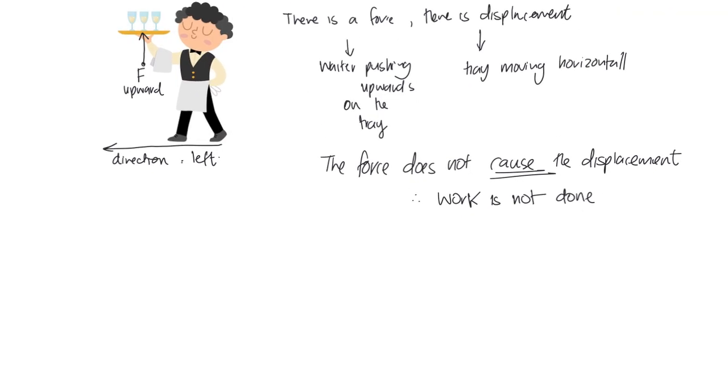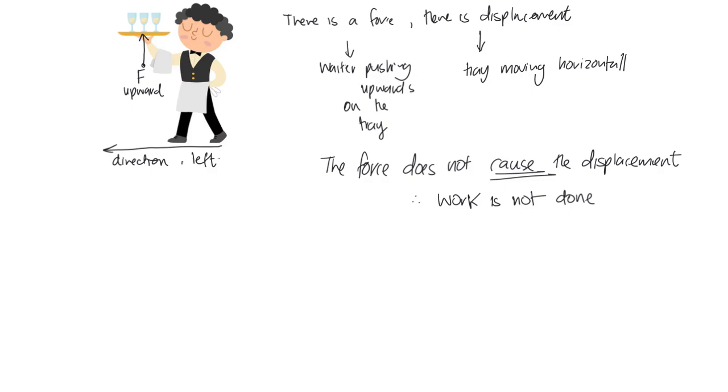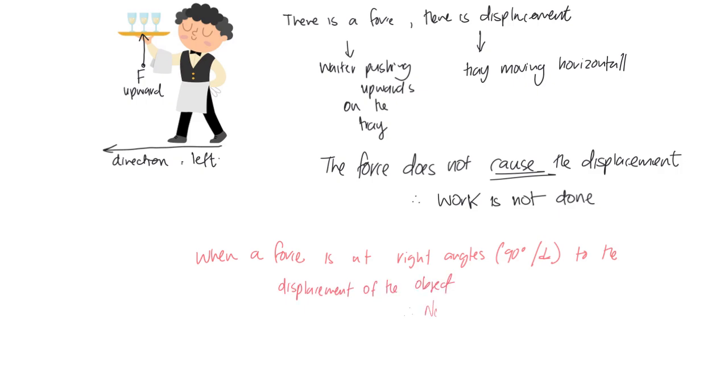look at my formula, we can make a rule here. If I'm looking at the waiter situation, we can say when a force is at right angles, or 90 degrees, or perpendicular to the displacement of the object, then no work is done.